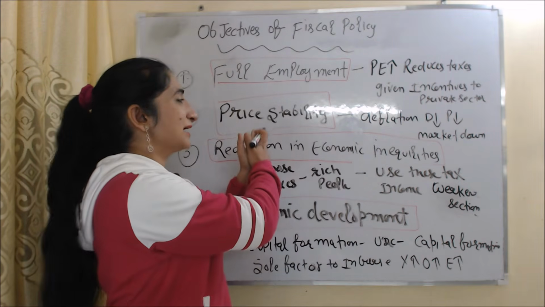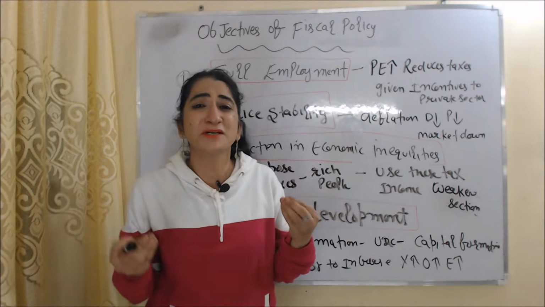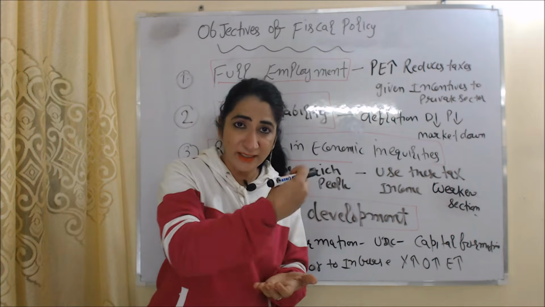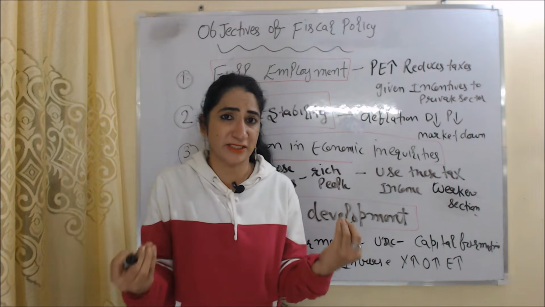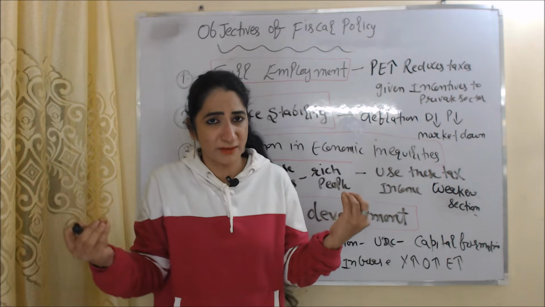Second objective is price stability. During the time of deflation, prices are very low because demand is very low, the market is very down. In order to increase demand, government increases public expenditure and reduces taxes. As taxes reduce, demand increases, prices also increase and become stable.